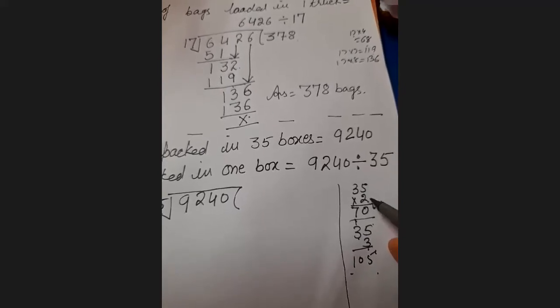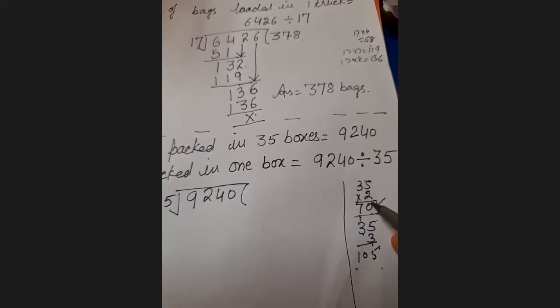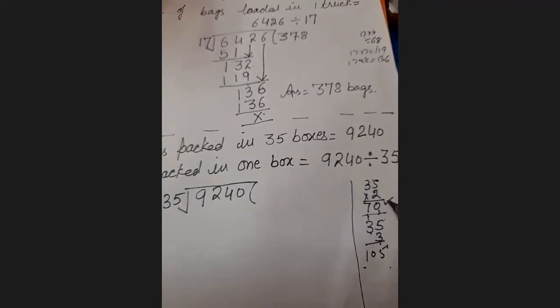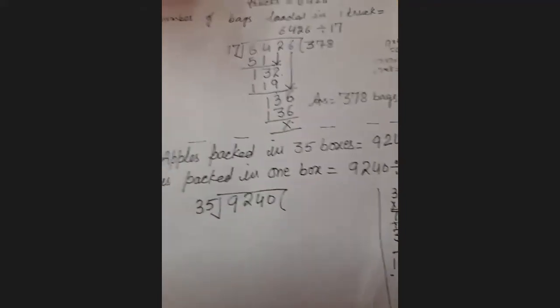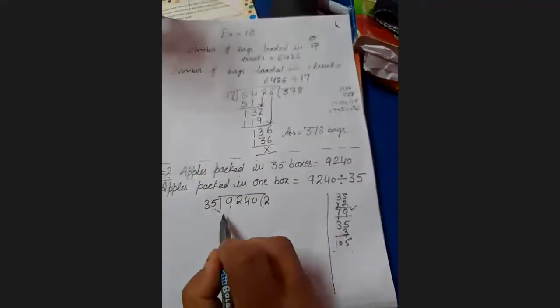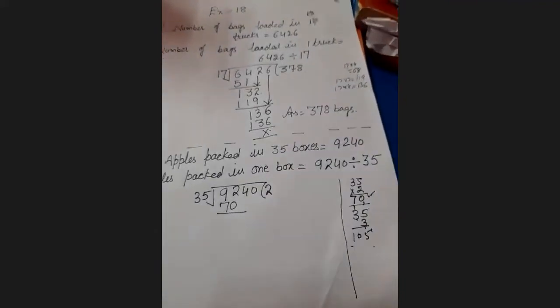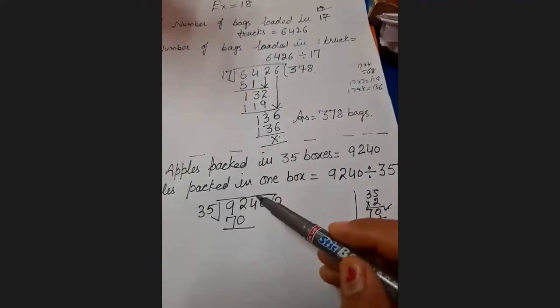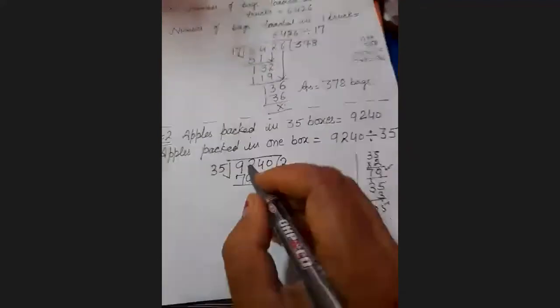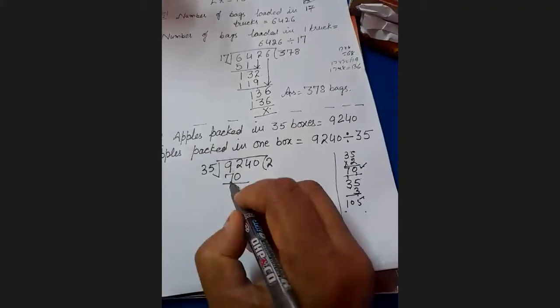35 2s are 70. So in the first step, beta, we will divide by 2. 35 2s are 70. Now friends, subtract 92 minus 70. 2 minus 0, 2, and 9 minus 7.